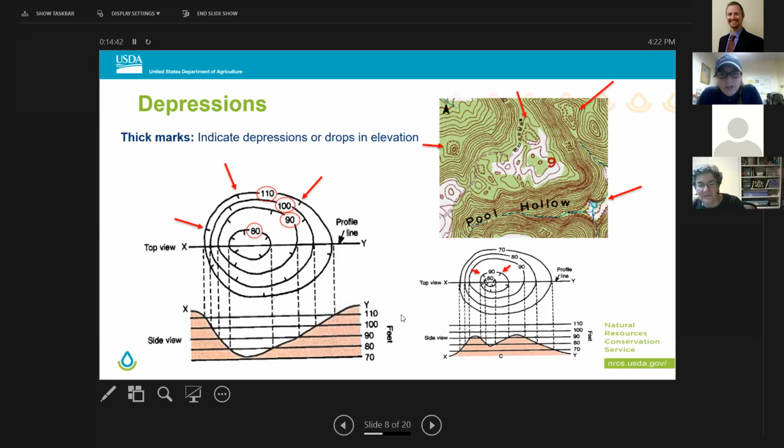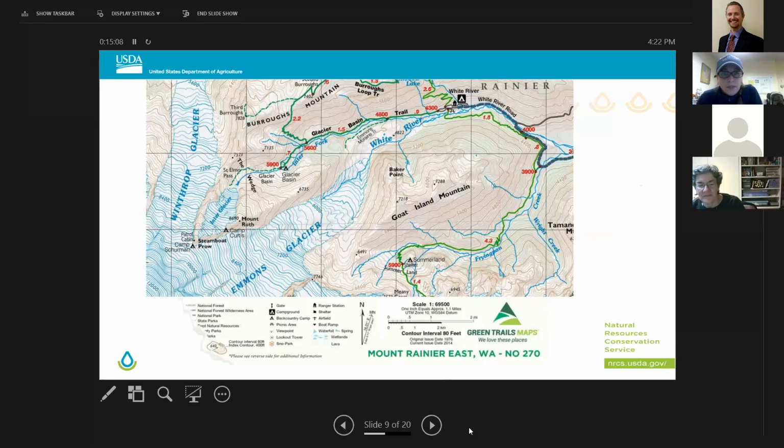And then she has another one as well too. So it's pretty cool that you can actually, from a two-dimensional map, hopefully visualize a more three-dimensional view in your mind. And know that you're actually going into a depression and coming out. So I think she just wanted to show this one from Mount Rainier in Washington, which is pretty cool.